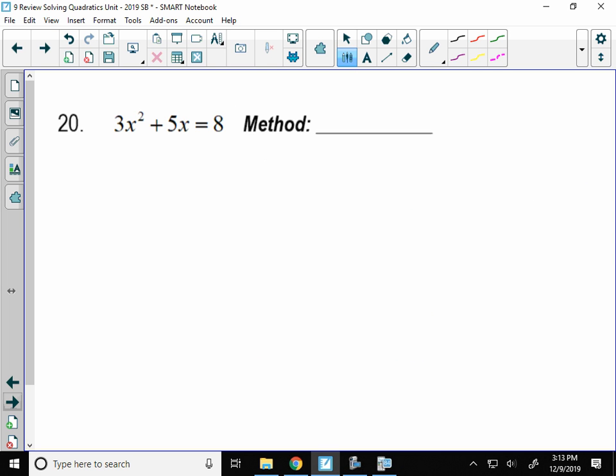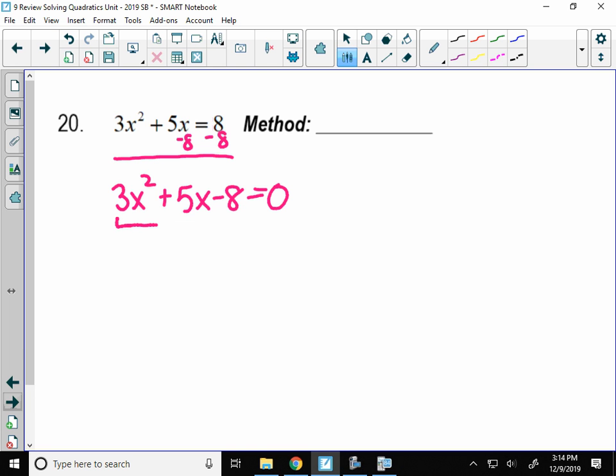All right, last couple. Number 20. Just like the last problem, I'm going to move the 8 back over to the left, so I'm in standard form. And the first thing I always want to do is see if I can factor. Okay, that's just going to be the fastest.